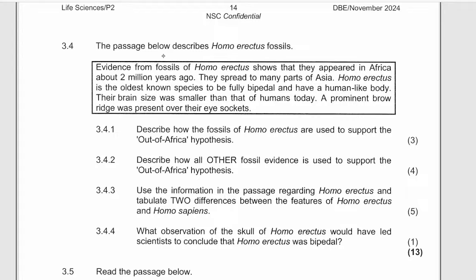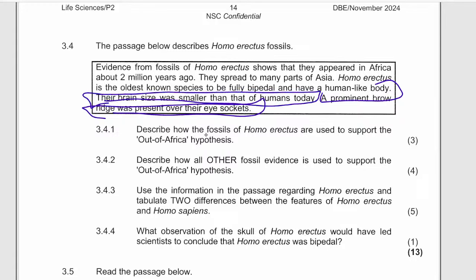The passage below describes the Homo erectus fossils. Evidence from fossils of Homo erectus show that they appeared in Africa about 2 million years ago. They spread among many parts of Asia. Homo erectus is the oldest known fossil to be fully bipedal, with a human-like body structure. The brain size was smaller than that of humans, and a prominent brow ridge was present.